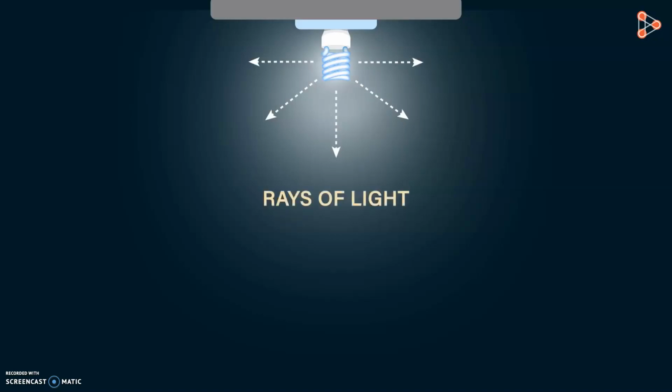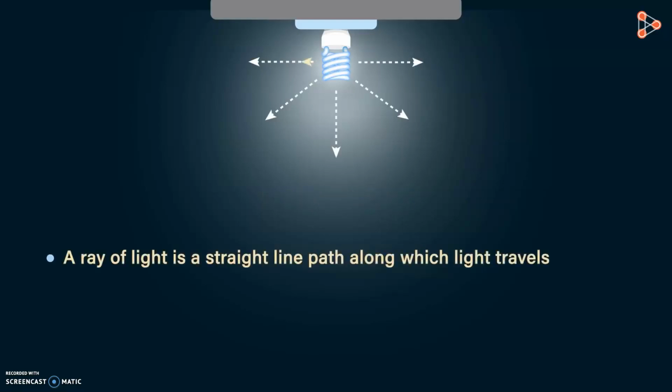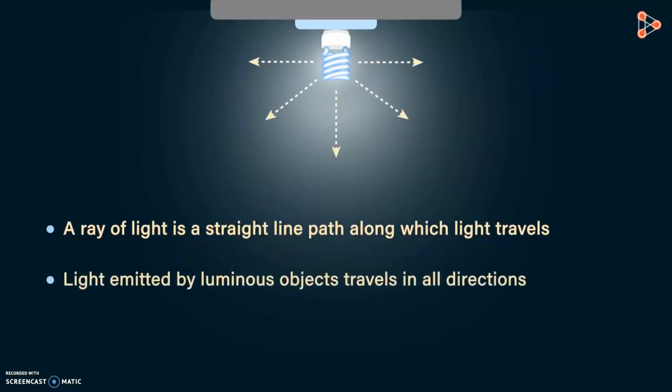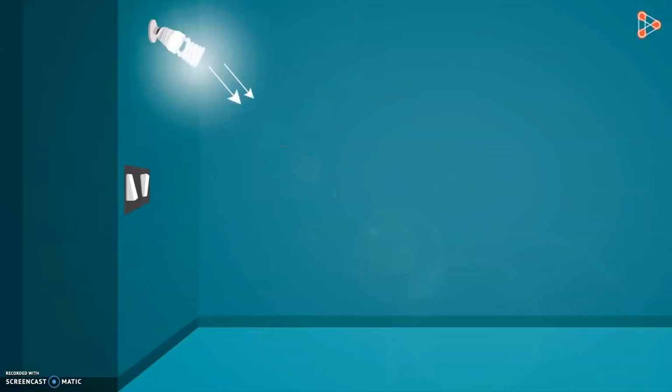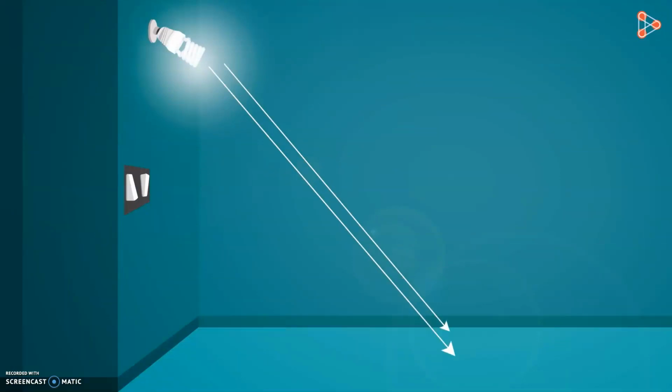But how can we define a ray of light? The ray of light is a straight line path along which light travels. This shows us the way the light travels. The light emitted by luminous objects, now we can see that it can travel in all directions. For example, this light bulb has light that falls on the walls or on any object and it's reflected. That's how we can see everything around us.